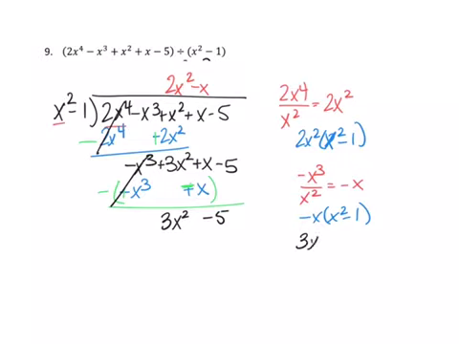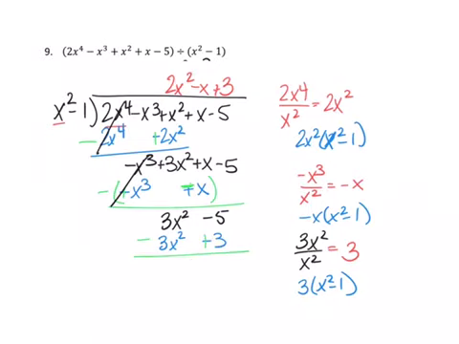And now we're at 3x squared over x squared. That's what we're dividing. And that gives us 3. And then we're going to multiply the 3 times the x squared minus 1. So we get 3x squared minus 3. Then we subtract, and we end up with negative 2. So we have remainder negative 2, or our proper answer, 2x squared minus x plus 3 plus negative 2 over x squared minus 1.